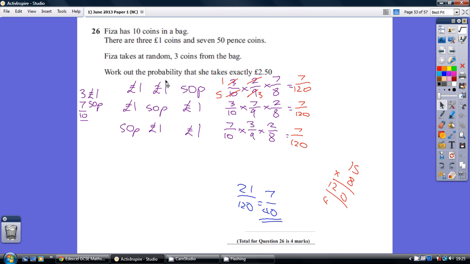Now remember, we don't care which one of these it is. When it's an "or", you do adding. So we add these 3 together, which is 21 over 120, which simplifies to 7 over 40. You did not have to do the simplification. So if you've left it as something over this really big denominator, whether 120 or 40, you would still get full marks.